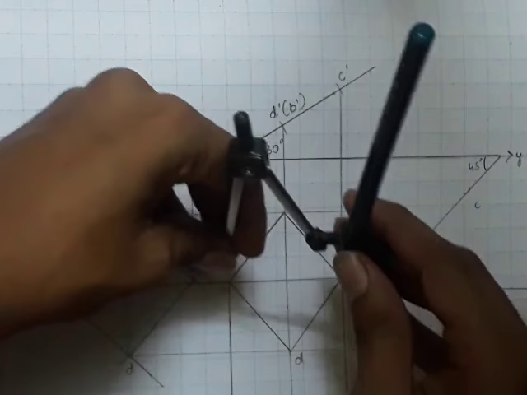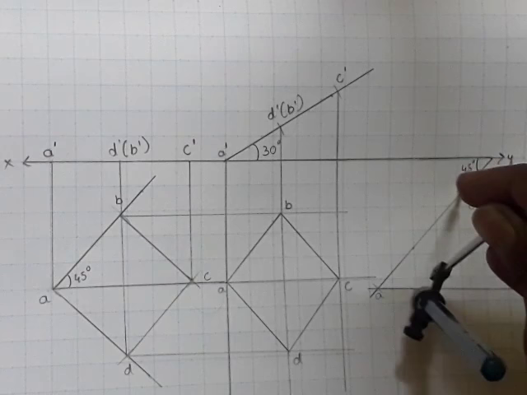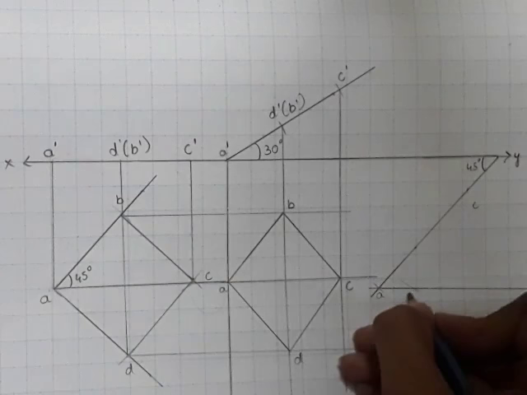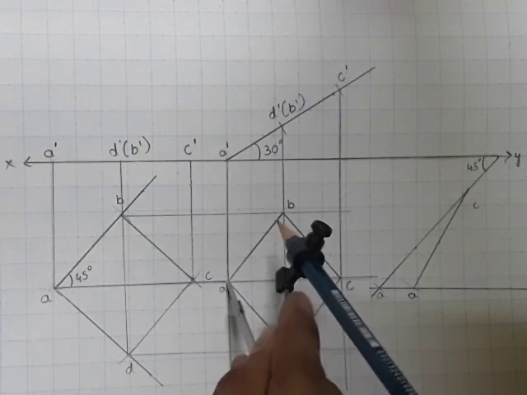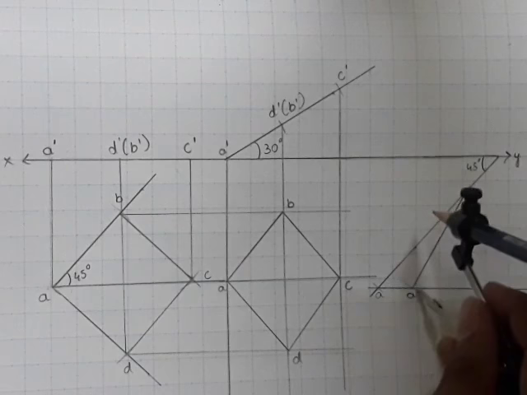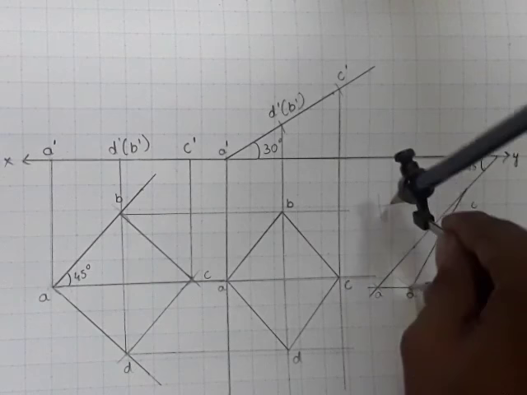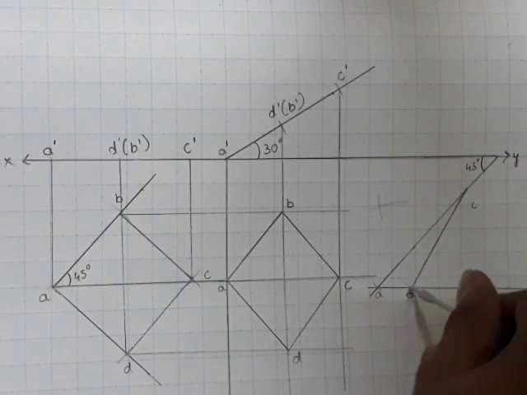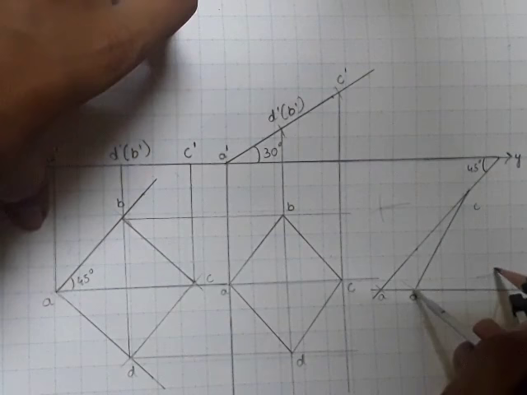Taking the length of AC from the step 2 and cutting an arc on the locus of A. And this is my A. Now joining A and C. Taking the length AB from step 2. Now cutting an arc in step 3 with the help of compass. Now joining them.